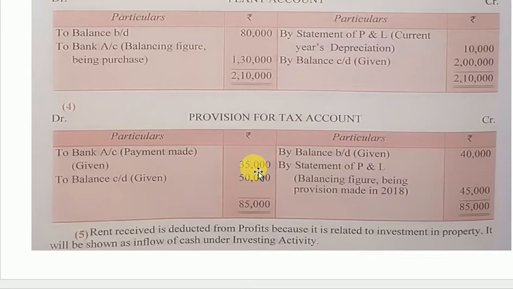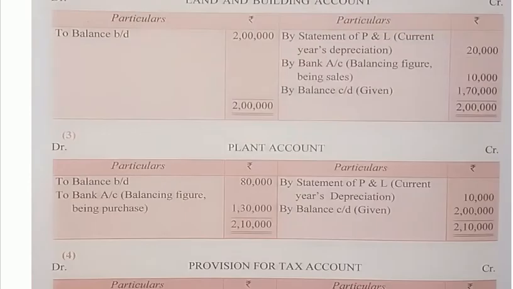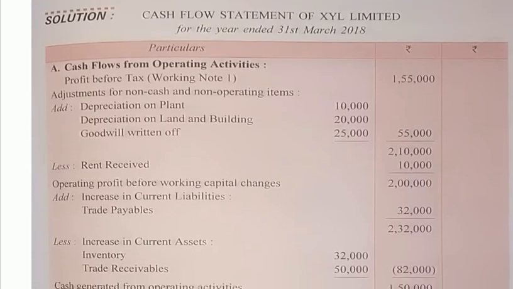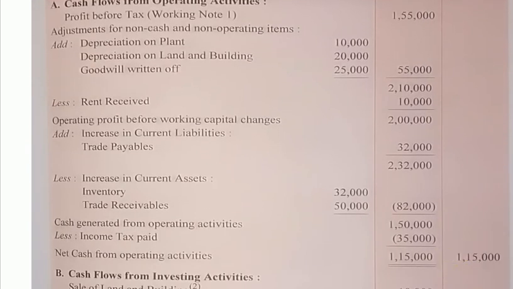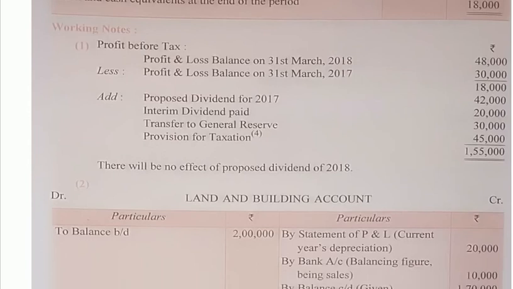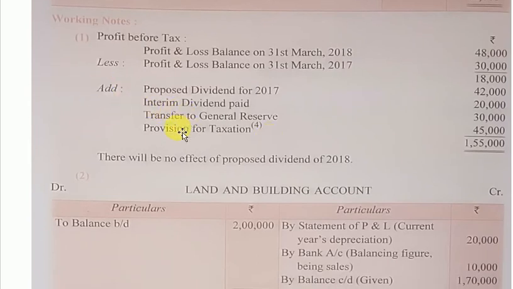This we have discussed in a previous class regarding the treatment of tax paid 35,000 and provision for tax made 45,000. Now I will show you these two amounts in your working and cash flow statement. So let us first go to the extraordinary items area and see how the calculation has been done. You see here, provision for taxation 45,000.